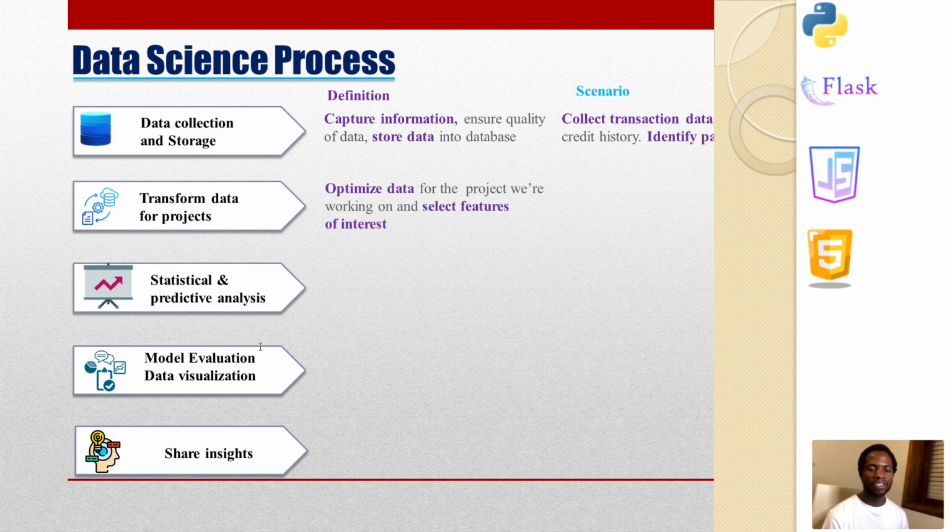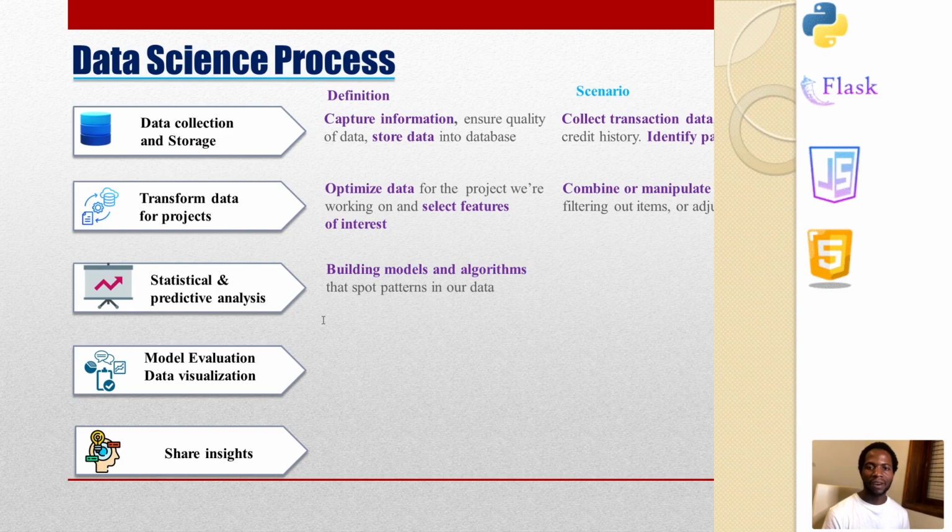Next, data transformation for modeling. In this step, we optimize our data for the specific project we're working on and select relevant features or points of interest. In this step, we might combine or manipulate transactions from multiple data sets, filter out less important items, or adjust the data structure to make it more usable for analysis. At this point, we are ready to identify fraudulent transactions using a statistical model.